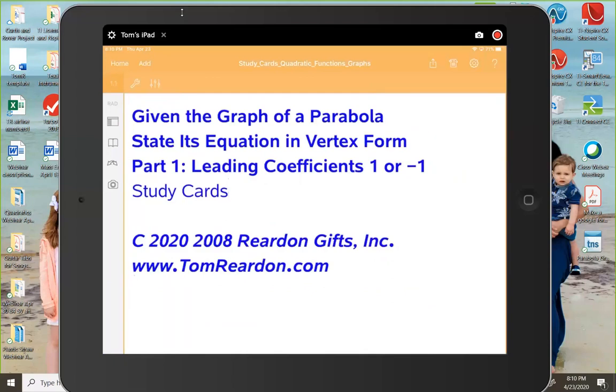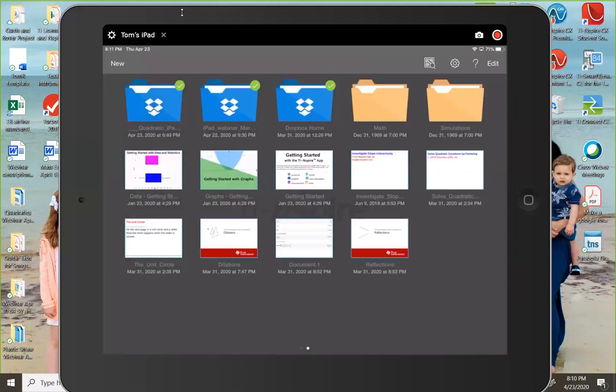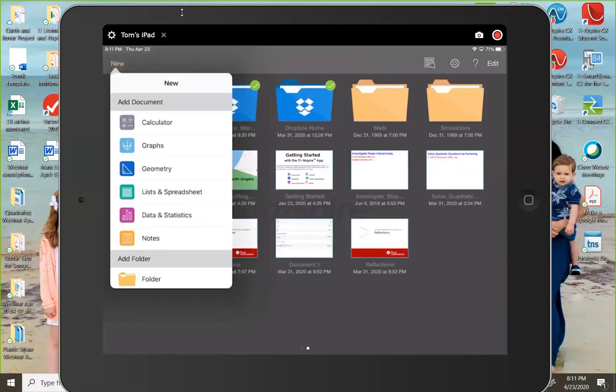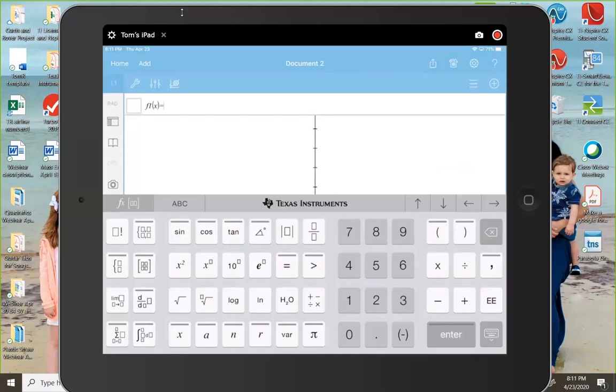Let me go ahead and go back to home. I'm going to discard my changes because I opened up all those answers. And I'm going to tap on New and add a new document with graphs. And see how easily done that was, okay? I'm just going to type in x squared plus some constant.